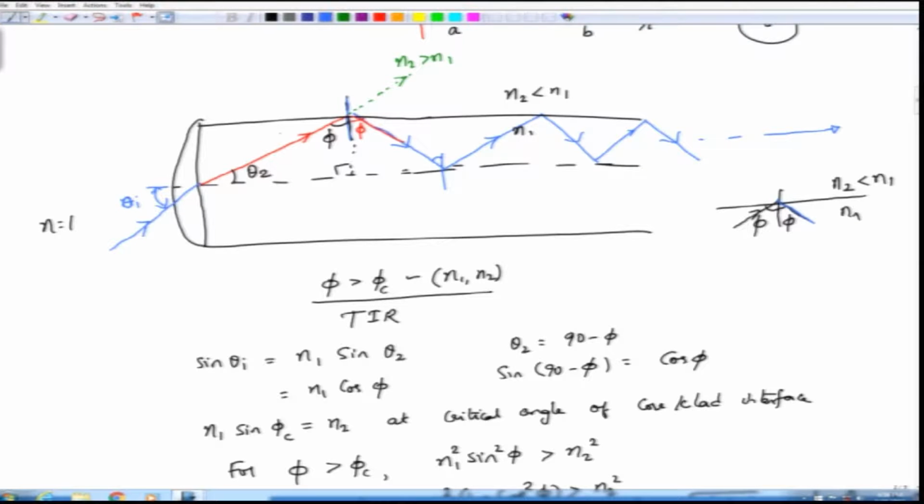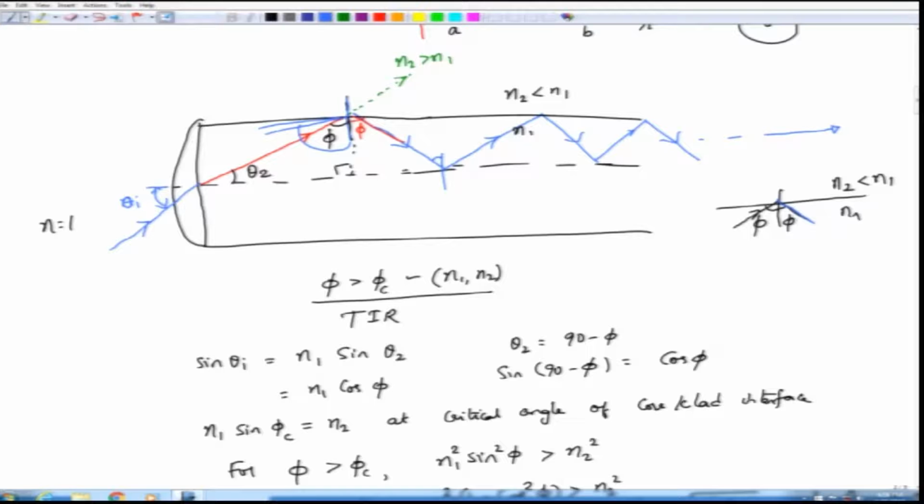For any angle which is greater than the critical angle, assuming that we are at the critical angle for the red curve, your total internal reflection works, and therefore all the light will be guided in the core. Let us see what restriction this critical angle places on the incident angle theta I.